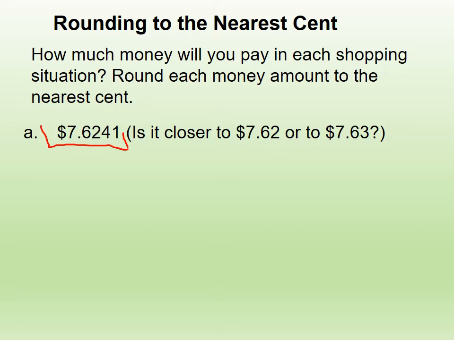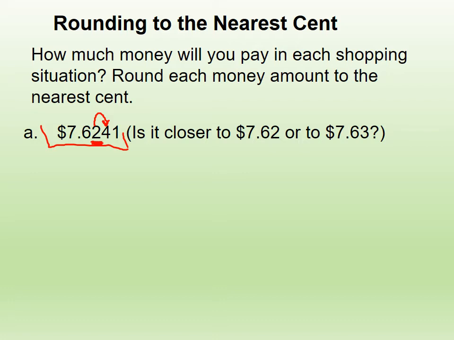So is 7.6241 closer to 7.62 or 7.63? How would you know? You need to round to the nearest hundredth. That's how you know. You underline the number in the hundredths place, then you look at the number to the right of it, and that number is going to tell the 2 to either stay as a 2 or to go up to a 3. So which is it going to be?